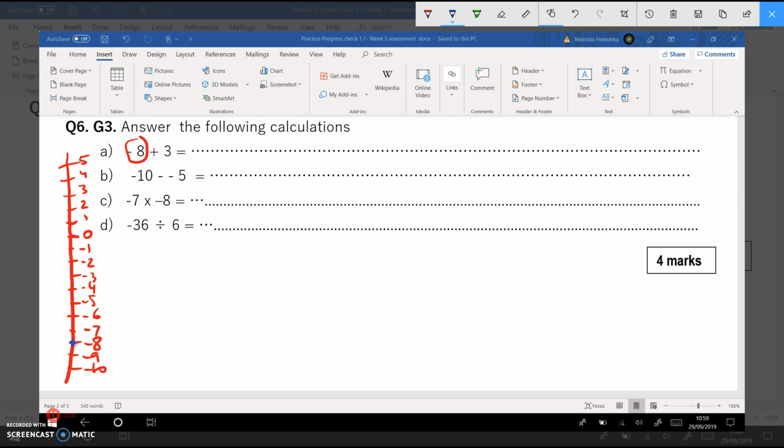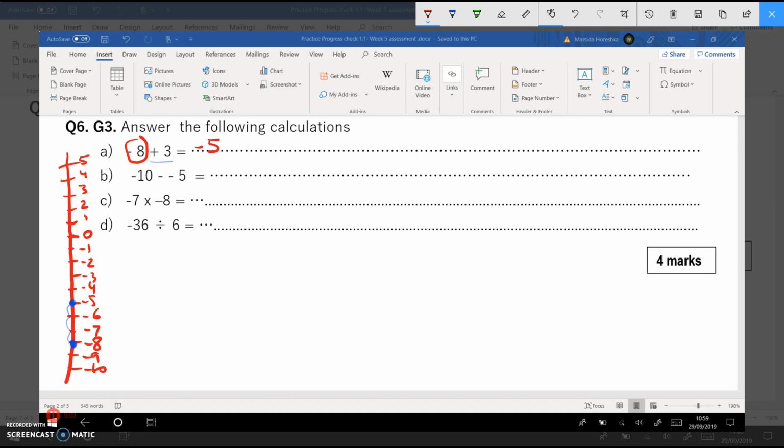So we are right here at the moment. And then we add 3, so that means the temperature will go up. So we go 1, 2, 3 degrees up, and we land on -5. So the answer is -5.